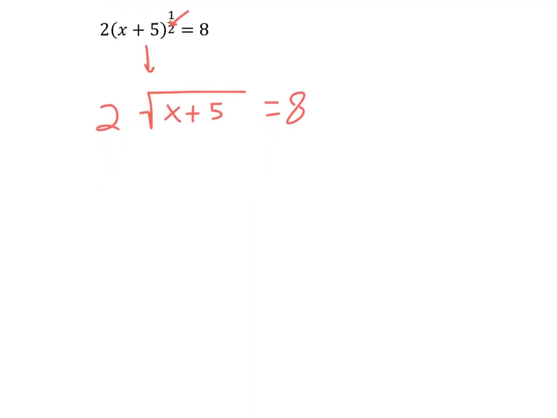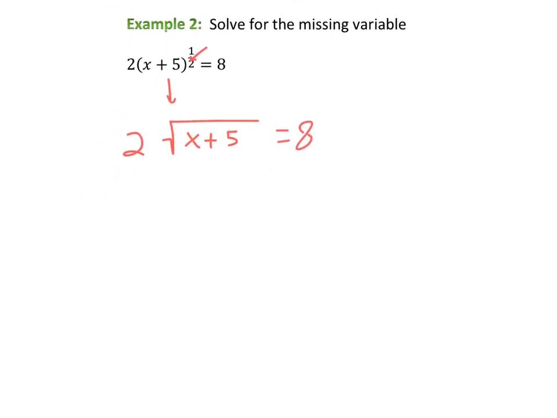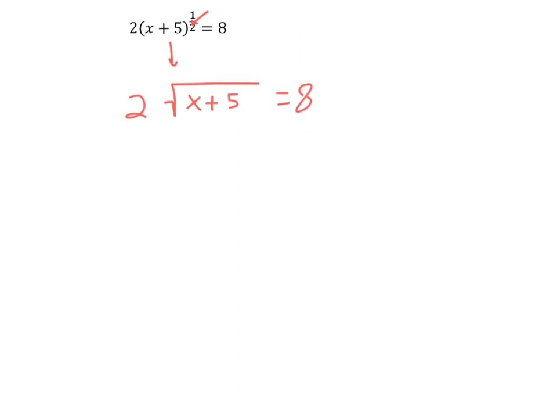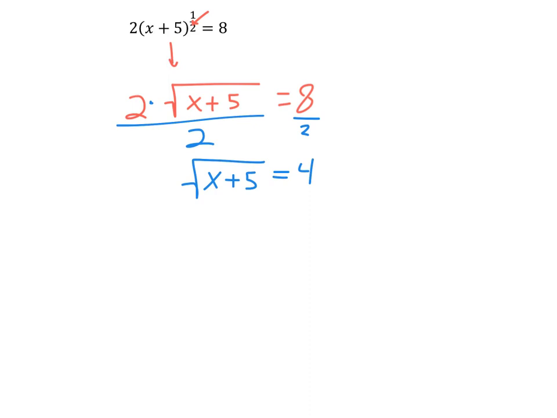So usually with fractional exponents, in most cases, I switch it to the radical form. I find it easier to solve myself, so I like to solve it with the radical form rather than the fractional exponent. Just like with the previous problem, if there's anything outside the radical, we have to get rid of it. We have the timesing by 2, so we'll divide by 2 on both sides. We get the square root of x plus 5 equals 4.